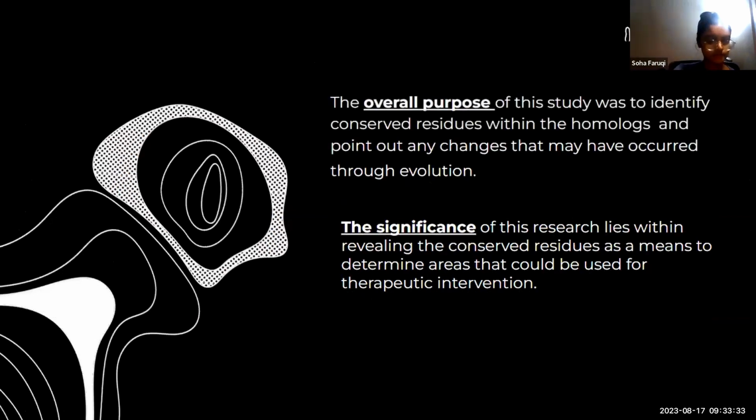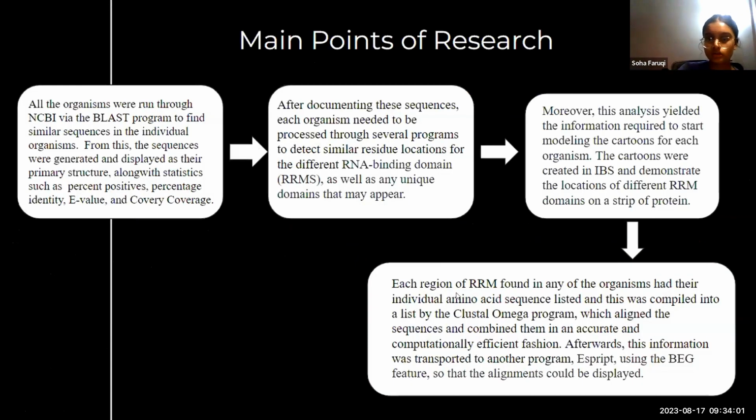Okay. So the overall purpose of my project was to identify conserved residues within the homologs and point out any changes that may have occurred as the organism evolved. And the significance of this research is that it reveals any conserved residues and determines areas that could be used for therapeutic intervention. My main points of research.